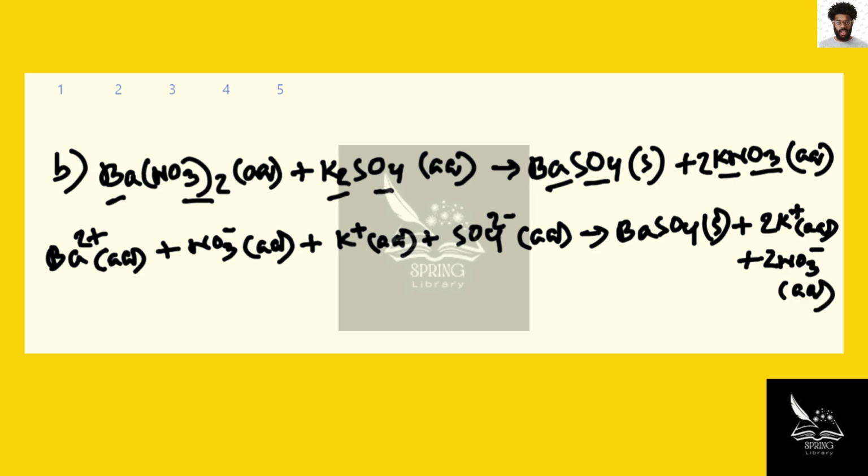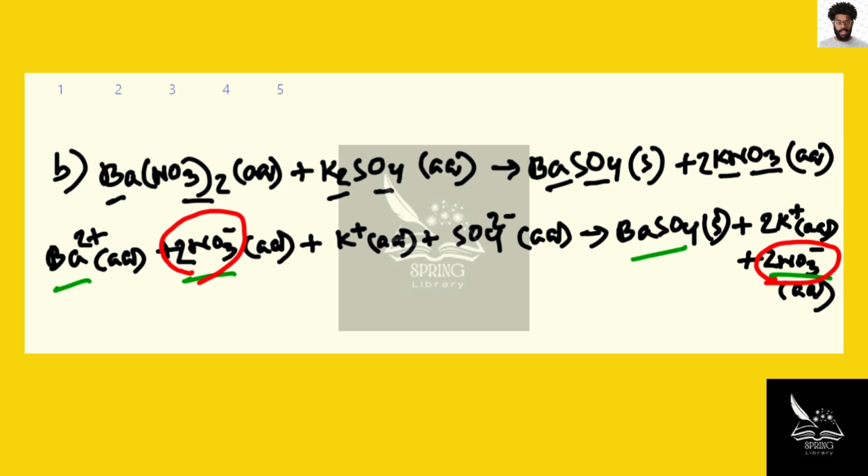Now we will identify our spectator ions here. So here we have 2 nitrate. Okay, so we have 1 barium ion here, but here we don't have any barium ion in the product. That means barium ion is not a spectator ion. Then we have 2 nitrate here and 2 nitrate here. That means nitrate is our spectator ion here.